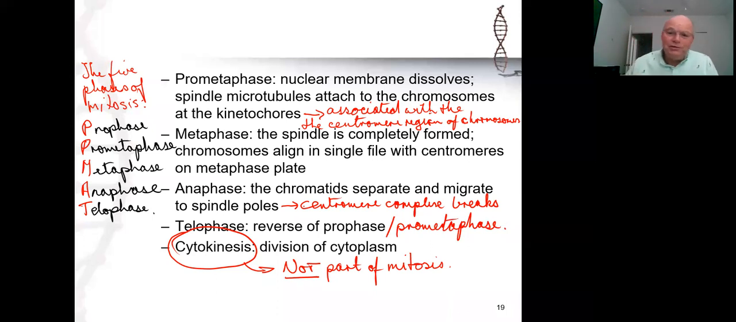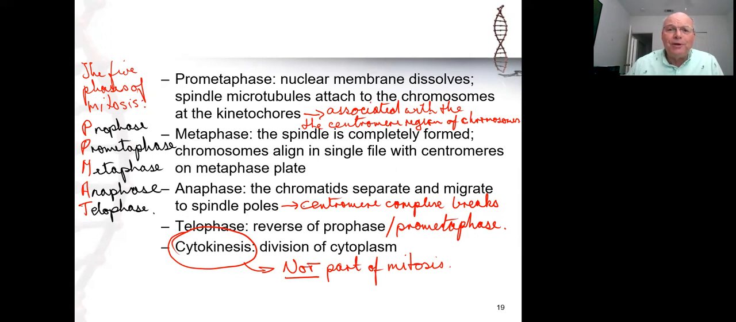So in prometaphase, the nuclear envelope broke down. So in telophase, it starts to form up again. In prophase, the chromosomes started to condense and become visible. Well, in telophase, they decondense and return back to their chromatin form again and become invisible.